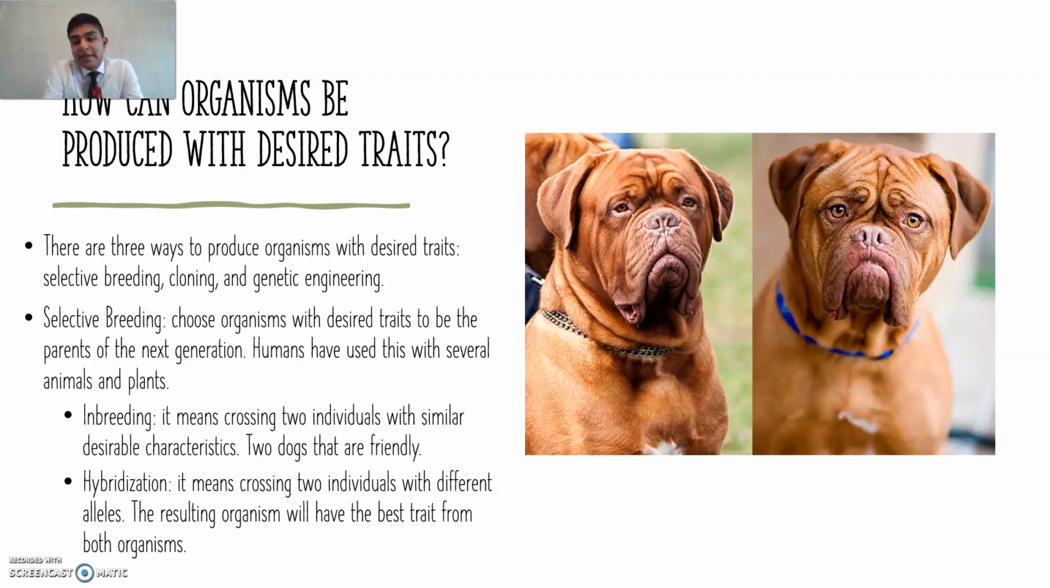And of course, since it was chosen and it was reproduced many times, it is the most common specimen of corn that we have right now. In selective breeding, we have two subdivisions. The first one is inbreeding.